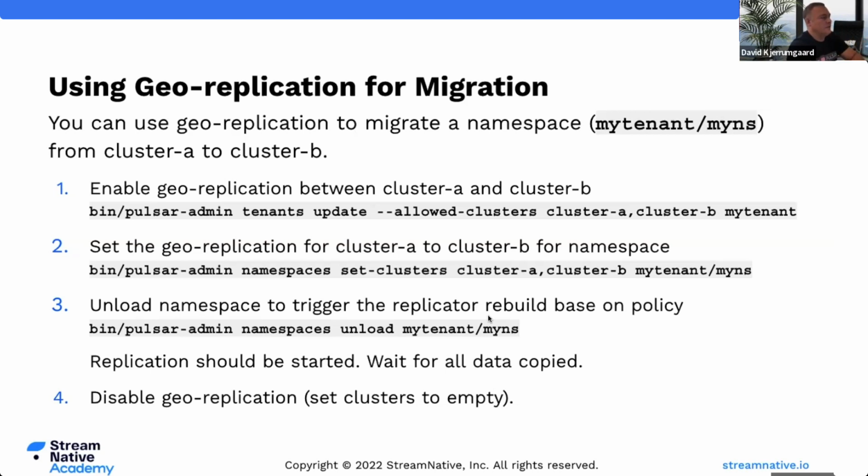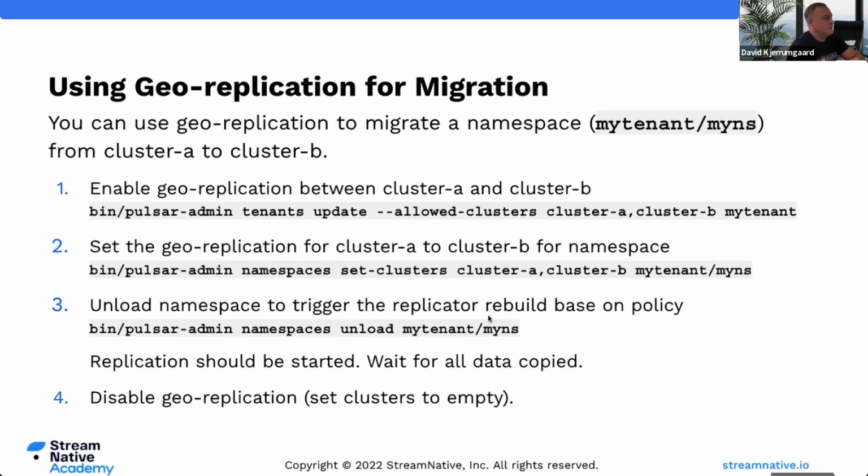Then you set up geo-replication from cluster A to cluster B for that namespace. So again, you're saying I want to add these clusters here and enable geo-replication at this point. By setting up that they're part of that cluster, you've enabled geo-replication on that namespace. Then you unload the namespace to trigger the replicator rebuild on this. So basically, you're forcing that particular namespace that's currently being served by the broker to be unloaded at that point, and then replication should start, right?